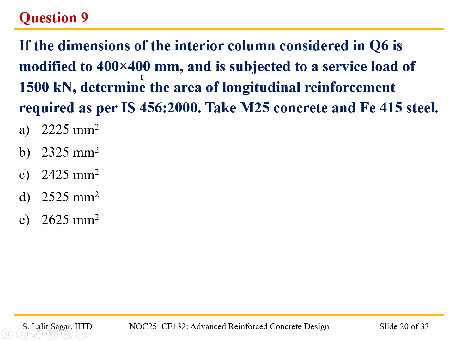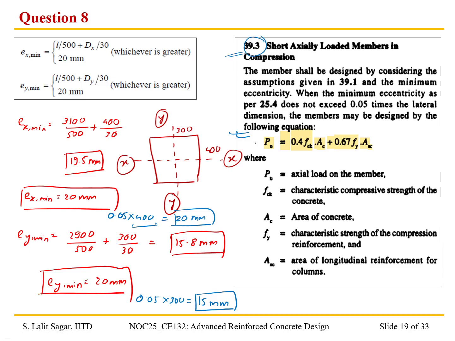Okay, and it is subjected to a service load of 1500 kilonewton. Now we need to determine the area of the longitudinal reinforcement as per IS 456 2000. So as I already mentioned, if we are able to increase the dimension to 400 millimeter, then we can easily apply this clause 39.3. Now let us proceed to design the column as per this particular clause for short axially loaded column.